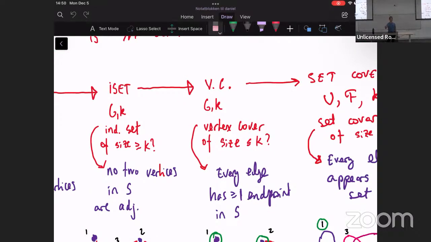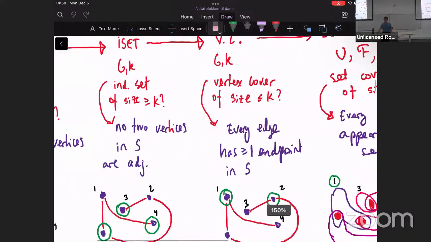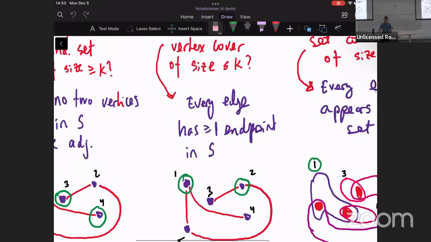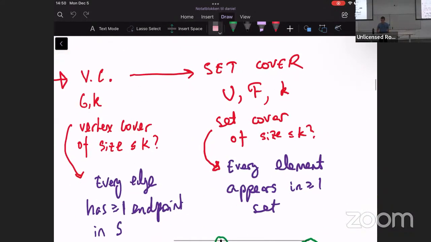You look at the same graph, right? Every vertex that is not in the independent set should be in the vertex cover and vice versa. So here's the picture for that, right? And so here is one that maybe fewer have seen.